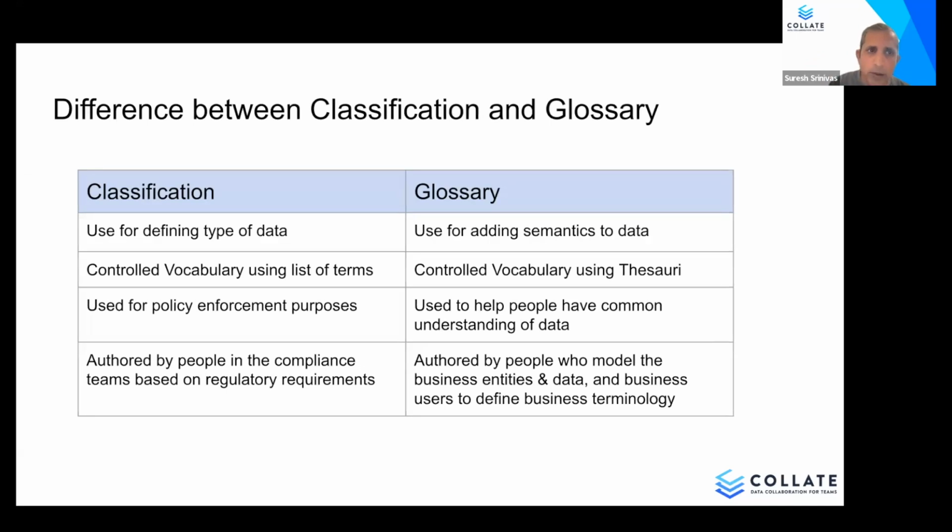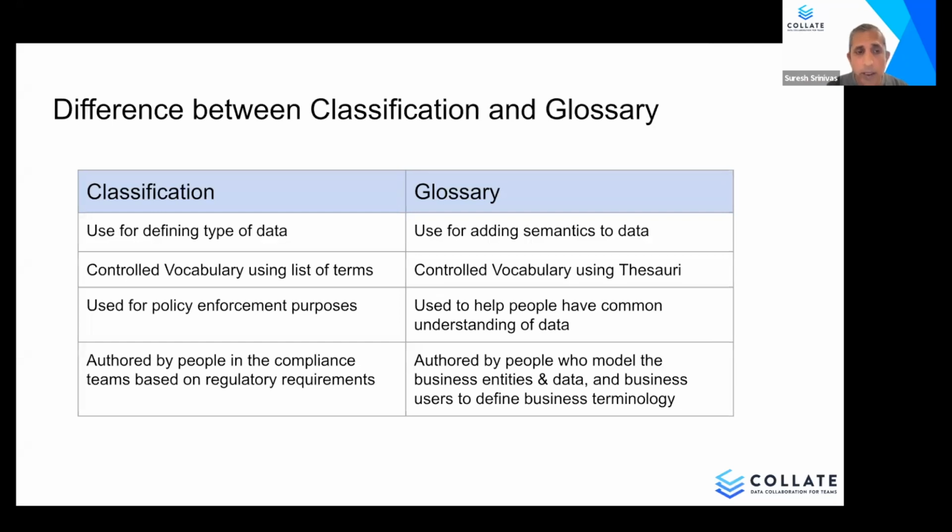Again, classification is used for defining the type of data, right? Versus glossary, which is trying to add semantics or meaning to data by defining business terminology. Classification is a control vocabulary that is very simple. It's just a list of terms that is grouped under classification. A controlled vocabulary can also be a thesaurus, where it is a tree of terms with relationships and synonyms. So it's much more sophisticated.